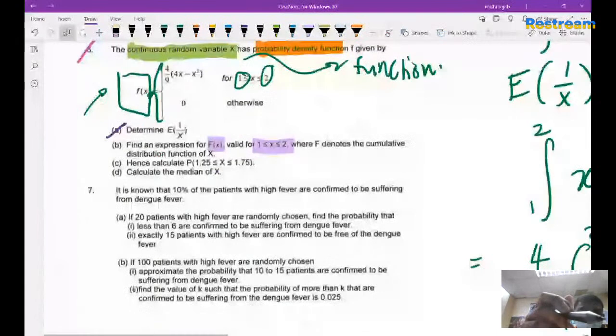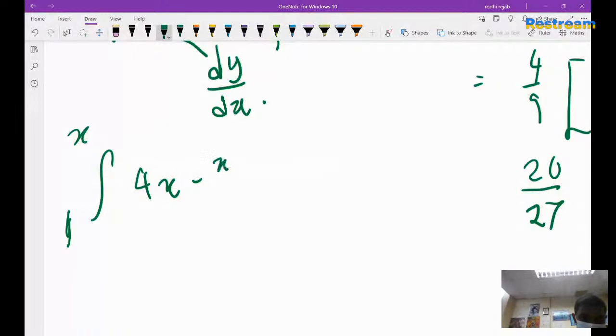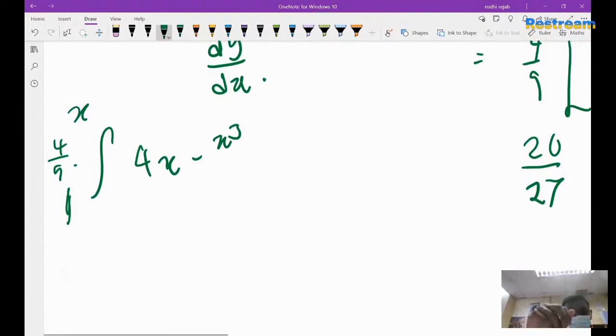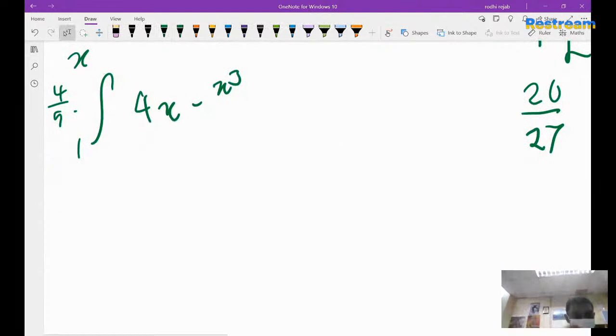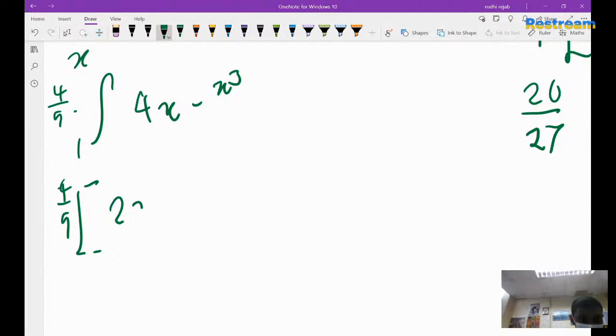Betul lah, this would be 4x, 4x minus x kuasa 3. 4/9 ni kita letak luar sebab dia constant. If we integrate this, oh my god, this is ugly handwriting. Nanti tak faham. So, if we do this, we continue, we got 4 over 9. We got 2x square minus x kuasa 4/4. From 1 to x.